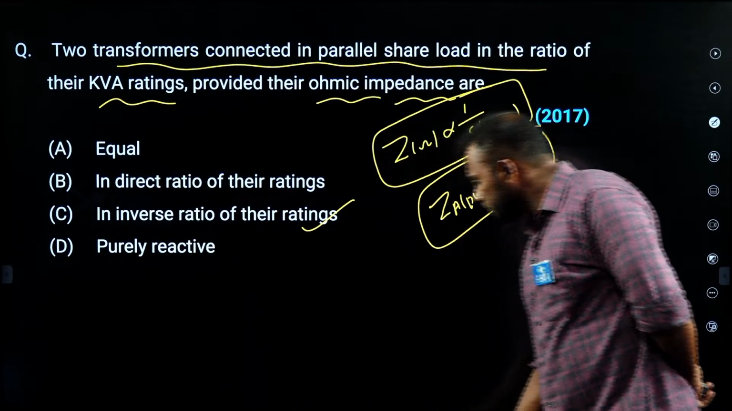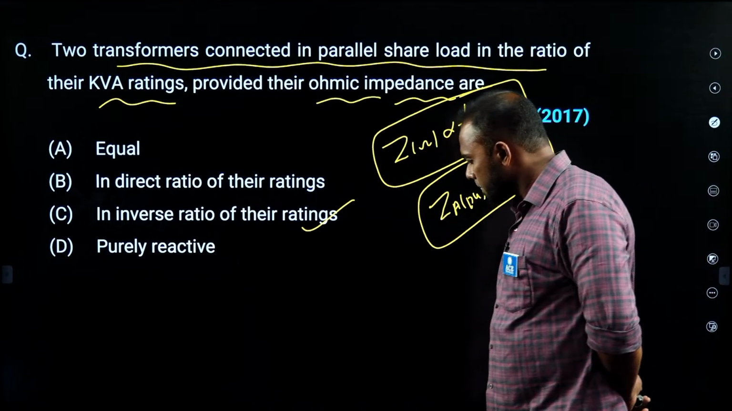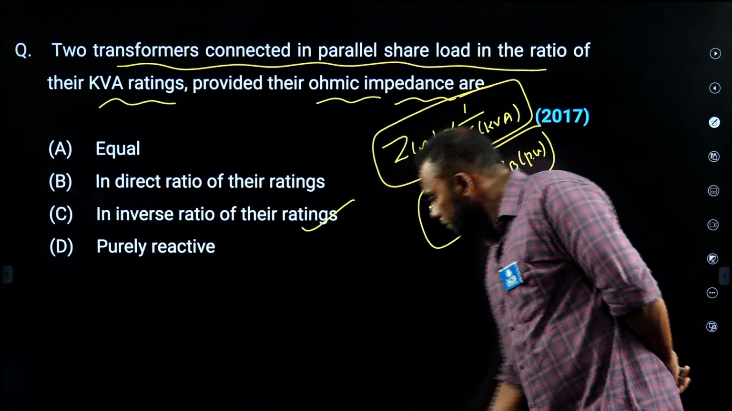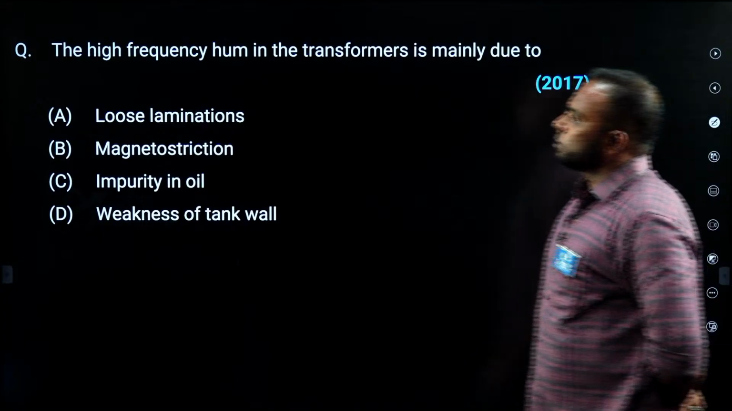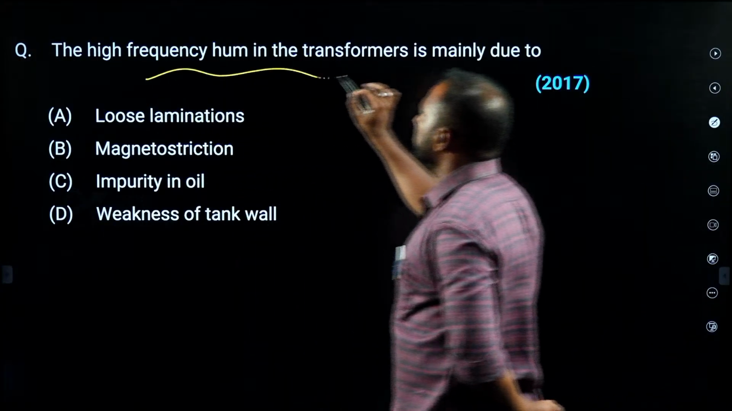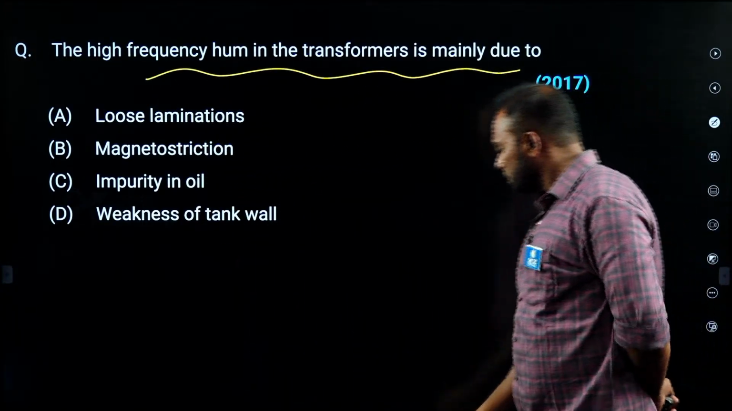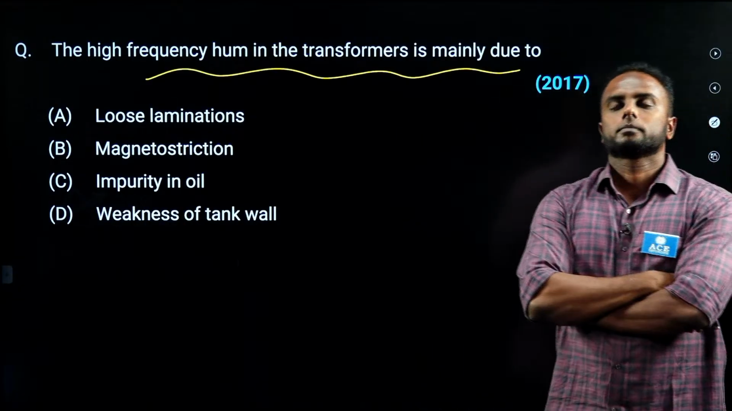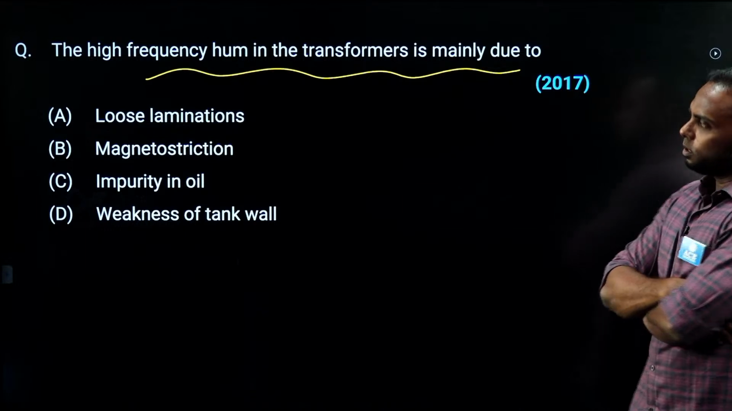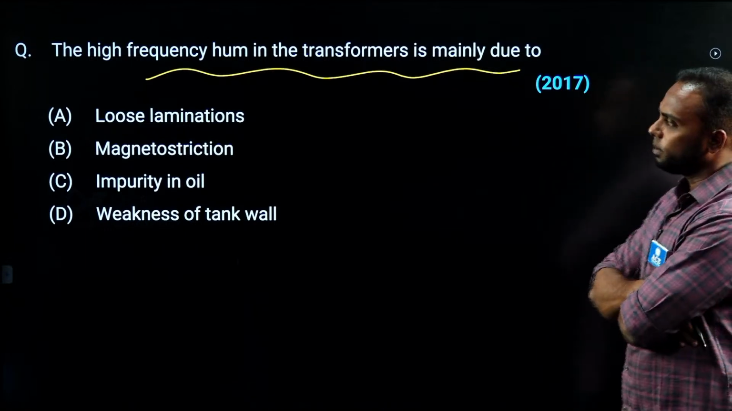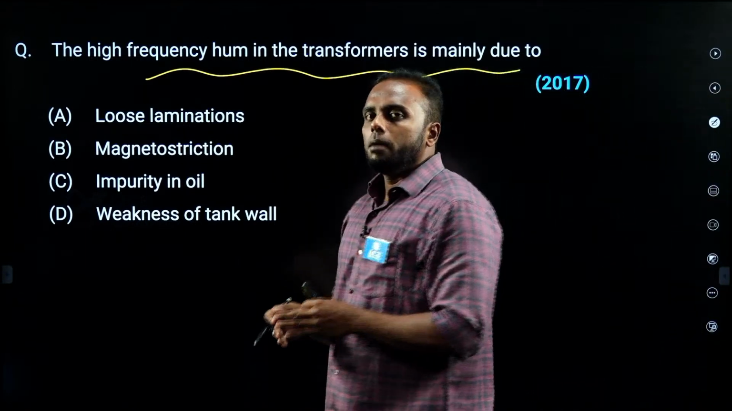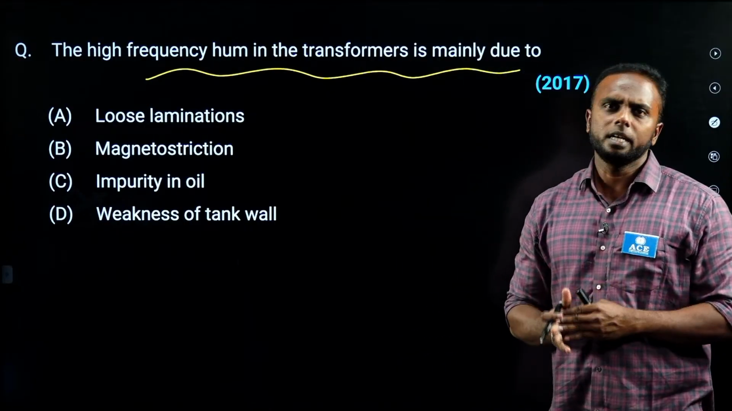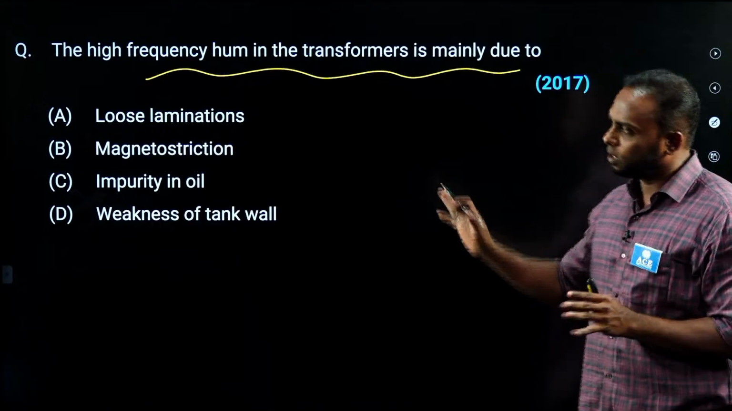Okay. Next question. See this question. The high frequency hum in a transformer is mainly due to dash. Yes, there is more chance to put the wrong option here. Most of the people will go with magnetostriction. Magnetostriction is a reason why noise is coming in a transformer, but that is not the answer here.